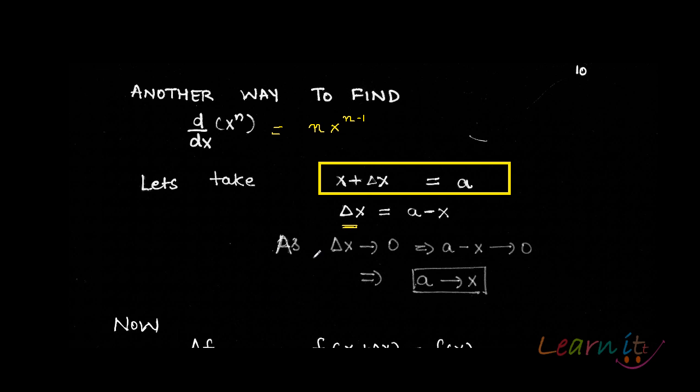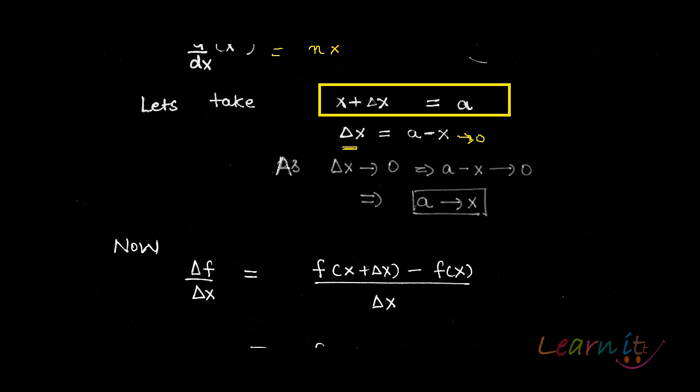Now as change in x goes to 0, what does that mean? That means that a minus x goes to 0. A minus x going to 0 actually means that a is almost equal to x, right? So that means that a tends towards x. Now my difference quotient.